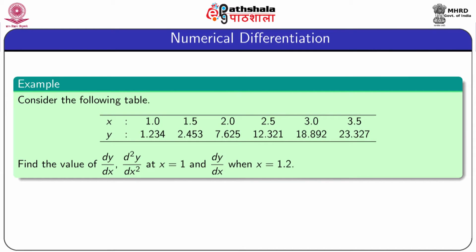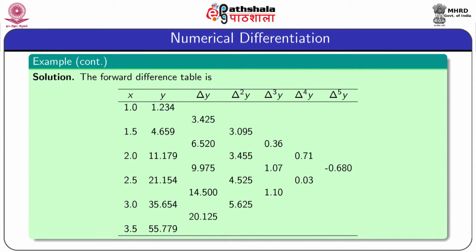Now we consider one example to illustrate this formula. A table of values is given. Our problem is to find the value of dy/dx, that means the first derivative of y and the second derivative of y at x equal to 1, and the first derivative of y at x equal to 1.2. Note that here x equal to 1 is a point present in the table, but x equal to 1.2 is not present in the table.